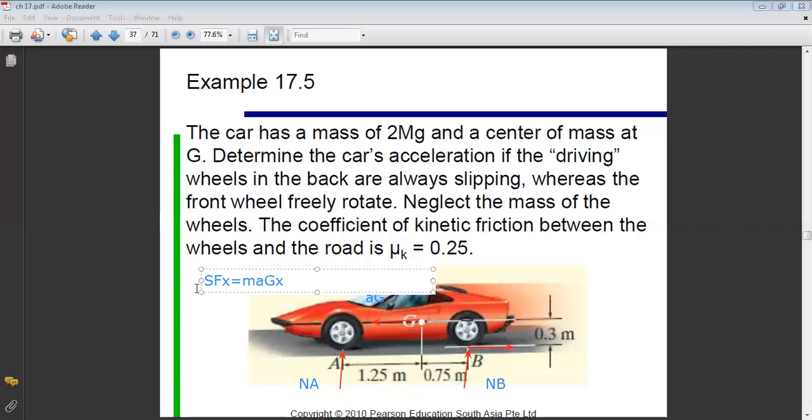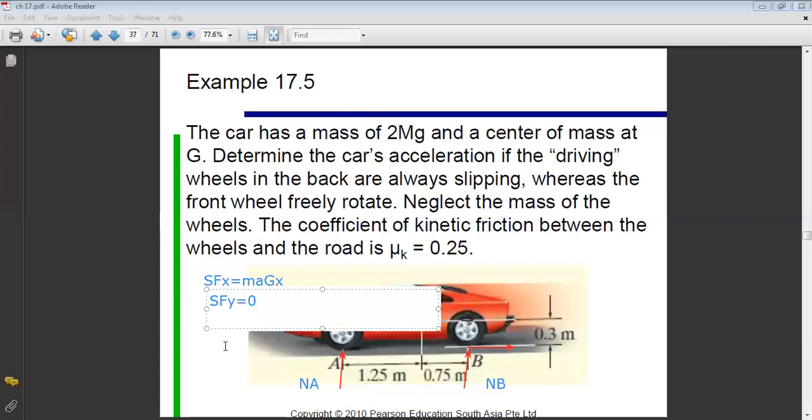And sum of y, m a_G y. Very good. But what is a_G y here? It's 0, because the motion is only along x. And what is the third relation?